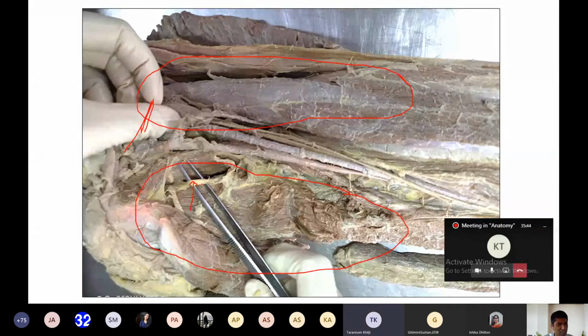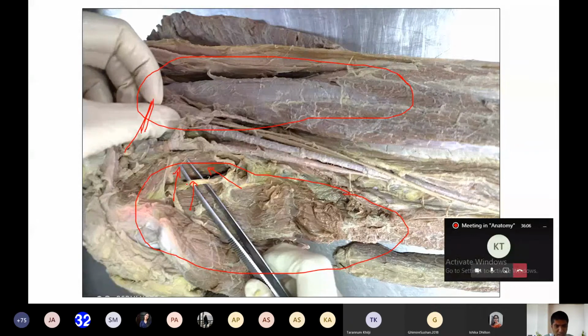Supplying the adductor magnus. One thing is, see, it is supplying the adductor magnus. Another thing is, see, it is lying behind the adductor brevis, the front muscle here. See this muscle. This muscle also sometimes we can ask. We can provide an arrow like this here and ask about this muscle sometimes. So you have to identify this muscle also.